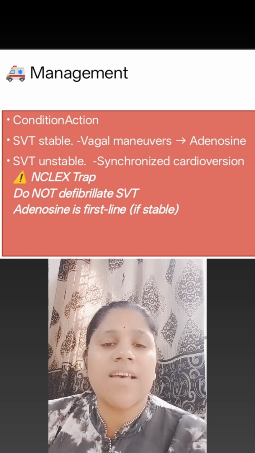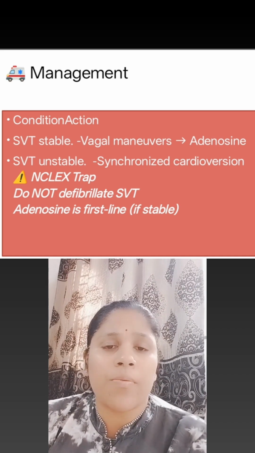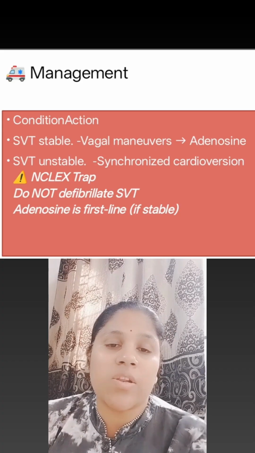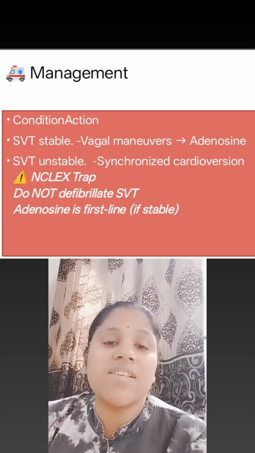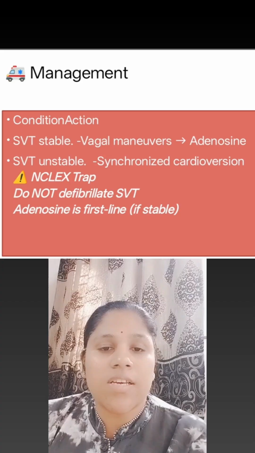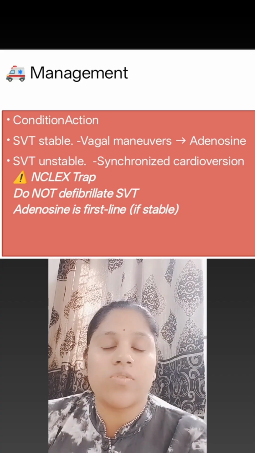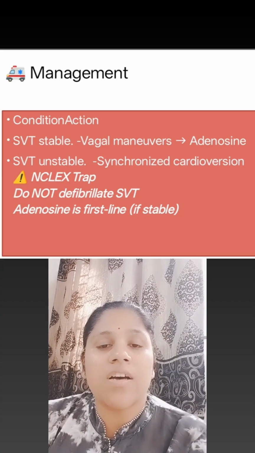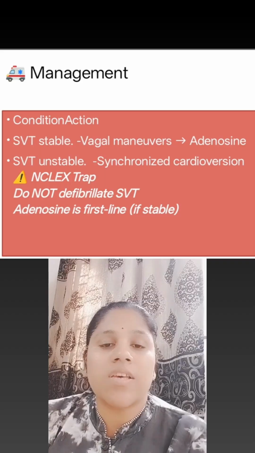So what exactly is the action we need to perform during this SVT is, if the SVT is stable, then we have to go for vagal maneuver. That is what we are doing, a carotid massage, a Valsalva maneuver. All these things can be tried. And if it is not settled by all these, then we can go for injection adenosine. It has to be given very fast by rapid push followed by a bolus saline. And it has to happen everything within a few seconds.